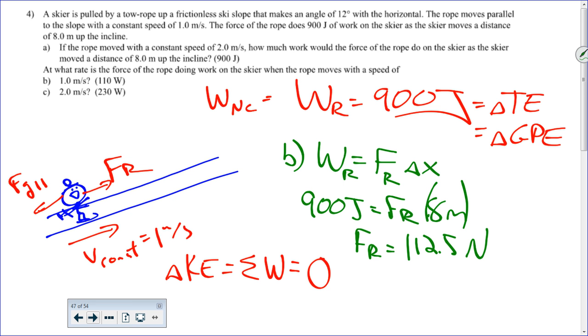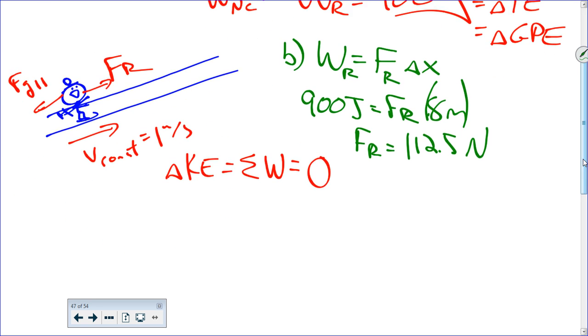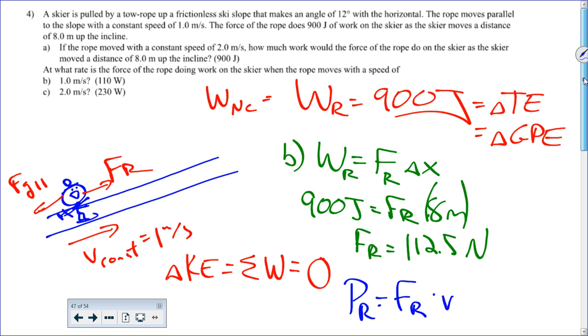So to do part B, we've got our force from the rope, right? Now we've got to find the power from the rope. So the power from the rope should be the force of the rope dot product with the velocity, which is 1. Cool? And these answers, I need to tweak them. Those are rounded off to sig digs, so that's why the answers are off by a smidge. Make a note of this. This should really be 112.5. And this one then is going to be, what, 225?